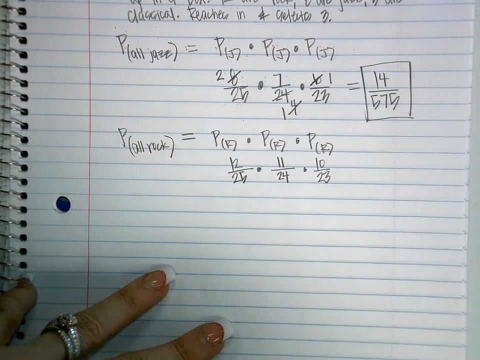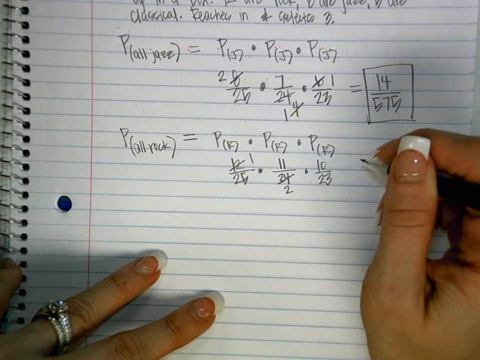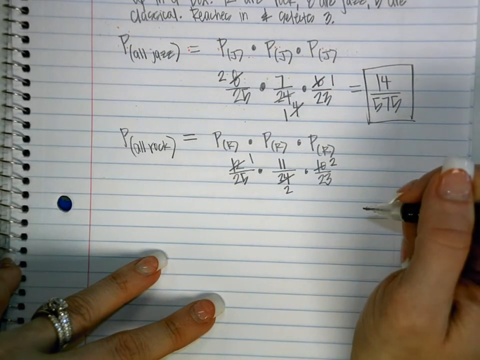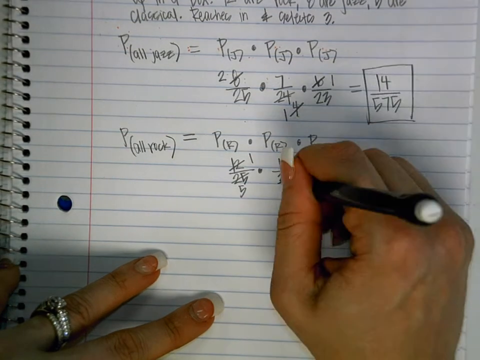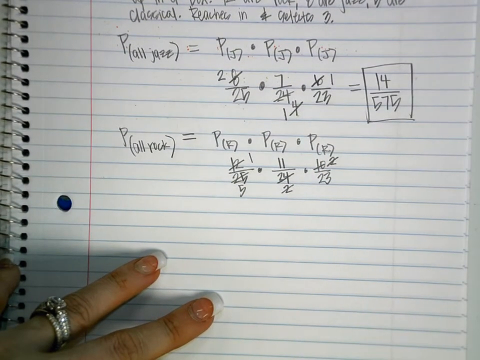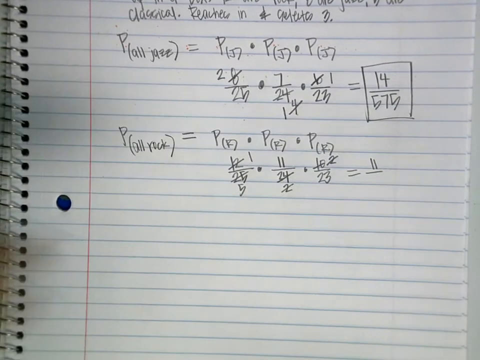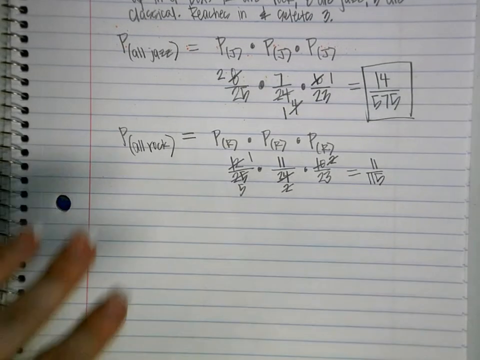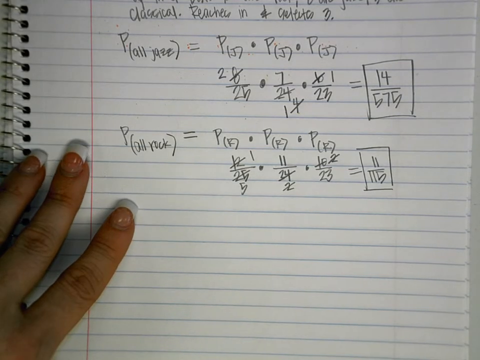Okay, do as much cross-reducing as you can. You don't have to, but it's probably a good idea. What else can reduce? 12 and 24. The 2 and 10. That's it. 2 and 10. So if you do everything multiplied together on the top, I'm going to end up with 11 on the top, multiplied by 5 times 23, 115. So 11 out of 115. Probability that she picks out 3 of them, 11 out of 115, that they would all be rock.